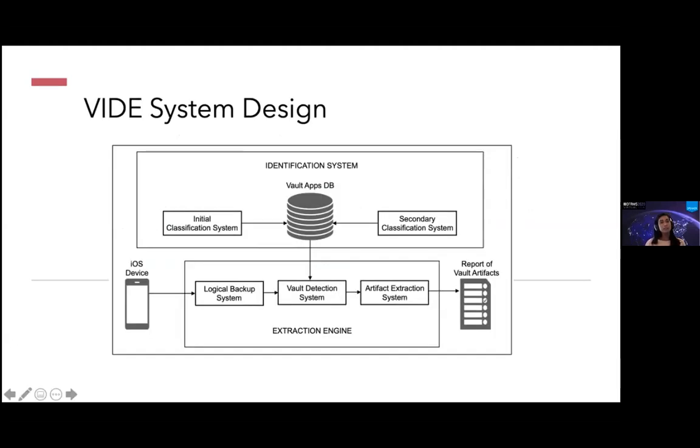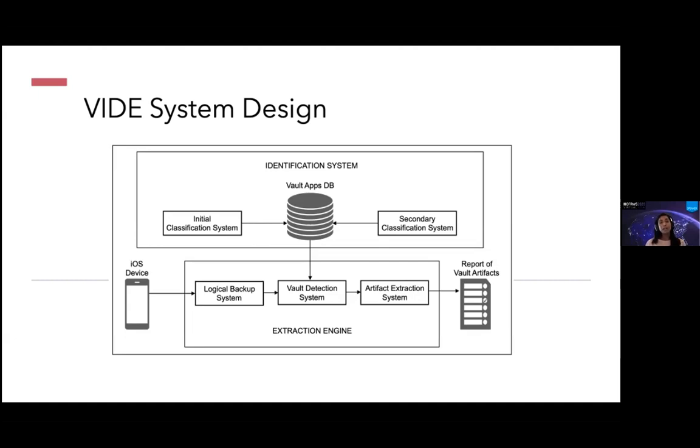All right. So here is an overview of the system design, how this is being built. Our VIDE consists of two major systems. One is the identification system. The other one is the extraction system, or the extraction engine. The identification system is used to identify vault applications on the App Store, and then we maintain an internal local database with that list of applications. Using this list of applications in our database, we identify what could be the true vault applications that could be running on user devices.